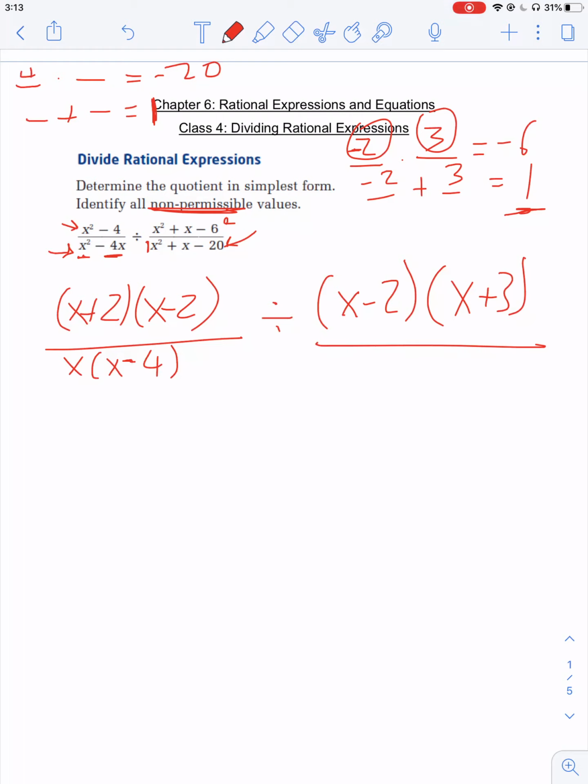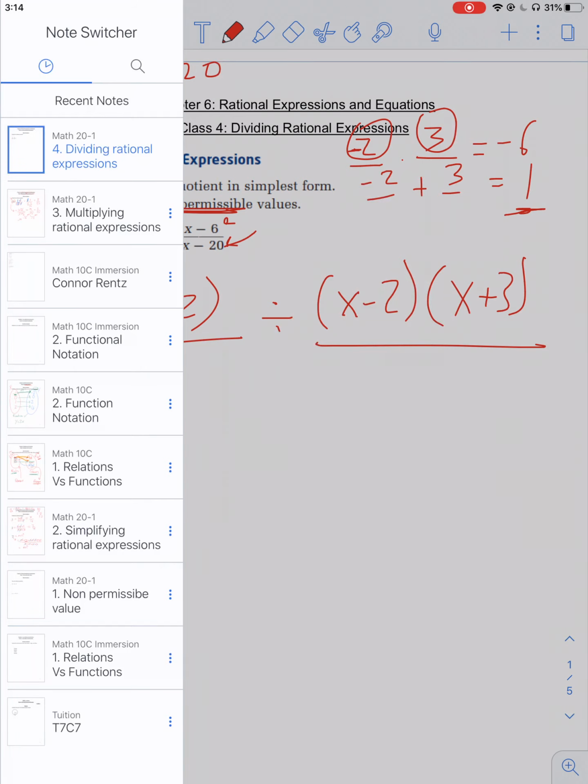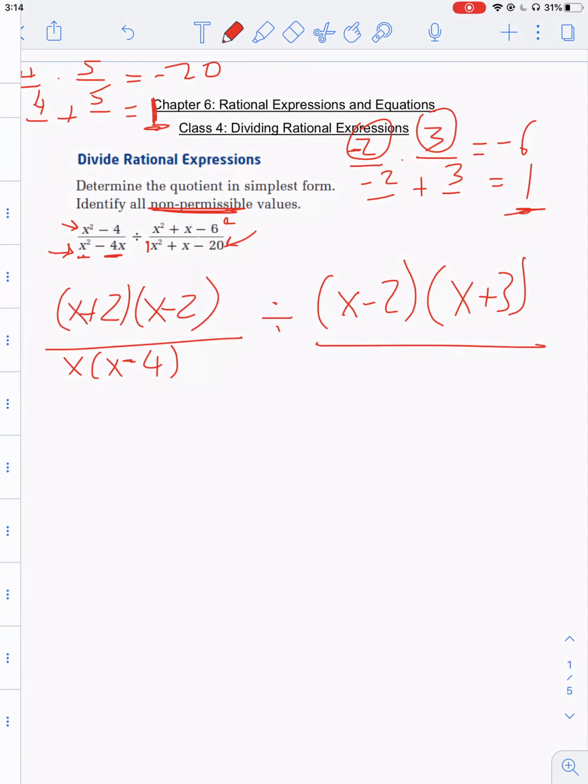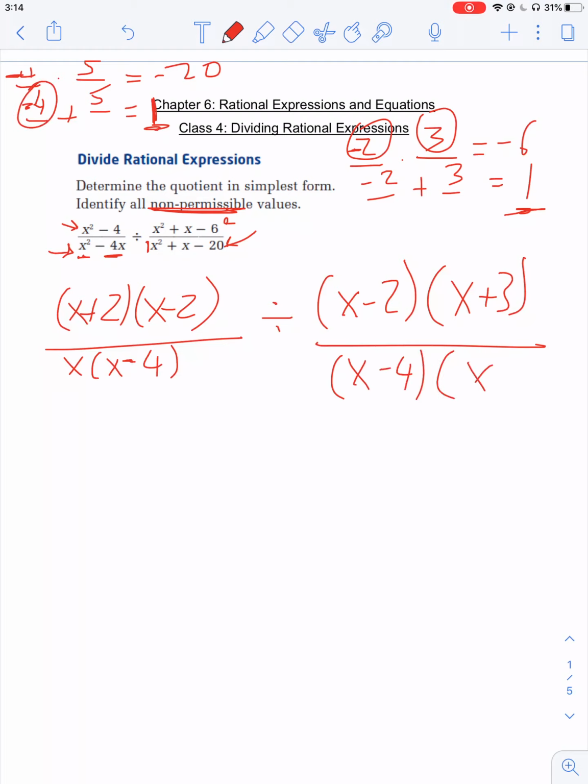So 4 times 5, but one of them has to be negative. And because this is positive, the smaller one has to be negative, okay? So the smaller one has to be negative, so minus 4. So that means this is just x minus 4, right, because of my first combination, and then x plus 5 because of my second combination.